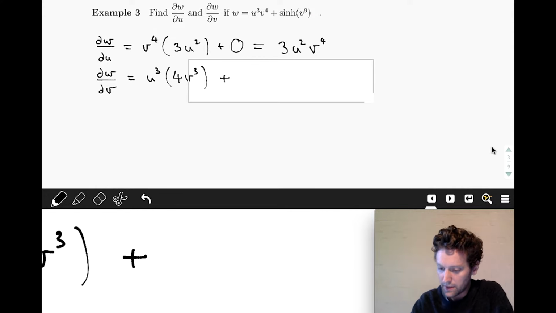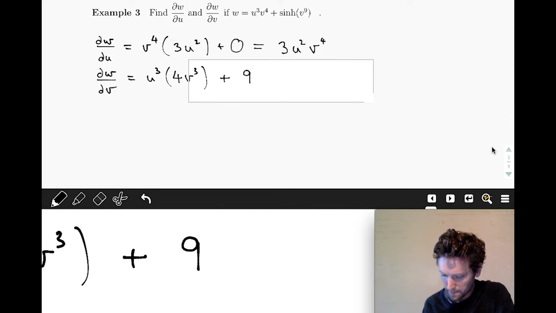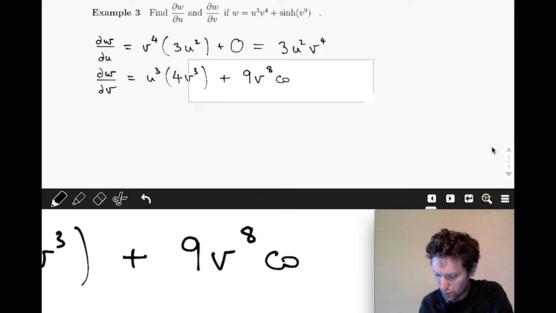And now I have the hyperbolic sine of v to the power of 9. Now, we're going to need to use the chain rule here for this. Because this is a function only of v, I can use the chain rule that we learned for ordinary derivatives. And so I need to have multiplied the derivative of v to the power of 9, so that's 9v to the power of 8, multiplied by the derivative of the hyperbolic sine, or sinh. So that's cosh, hyperbolic cosine of v to the power of 9.